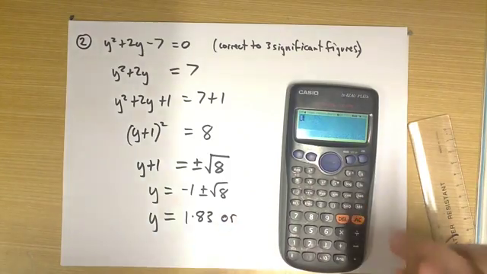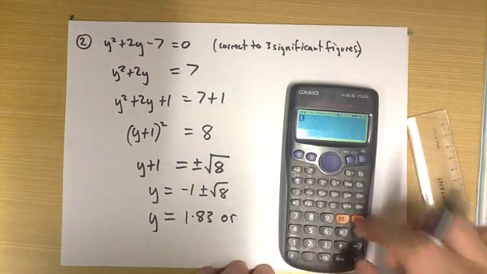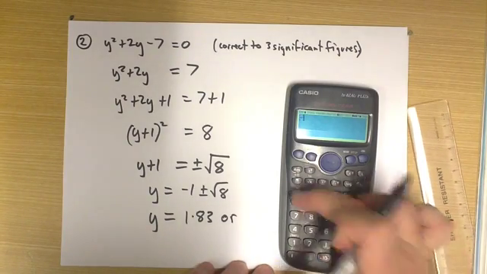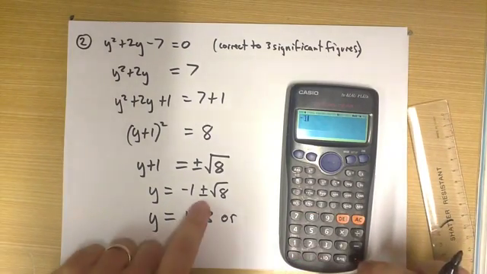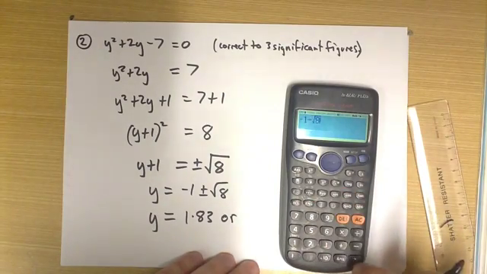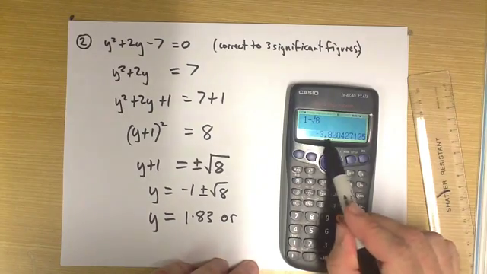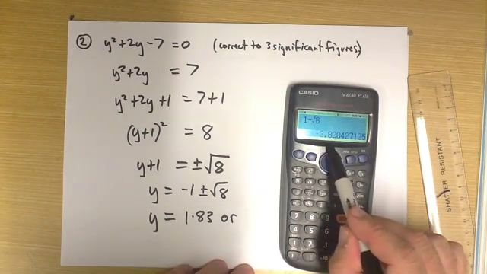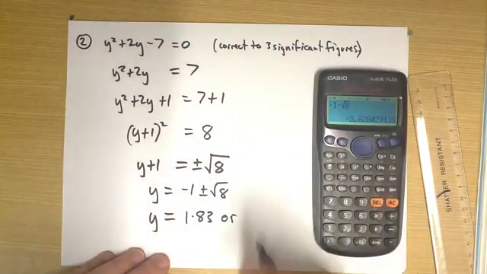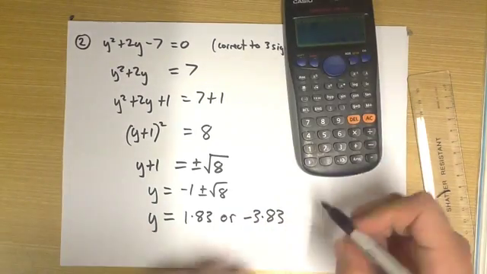or minus 1 minus root 8 equals, three significant figures, minus 3.83. And I always like to say what I've done here.